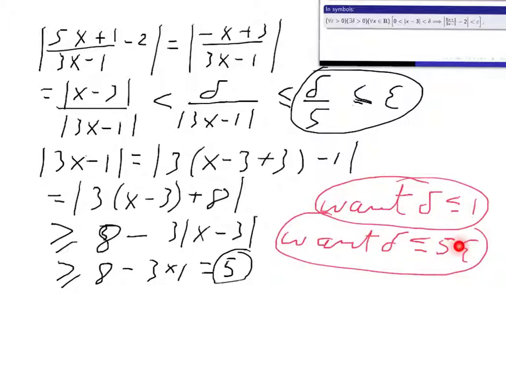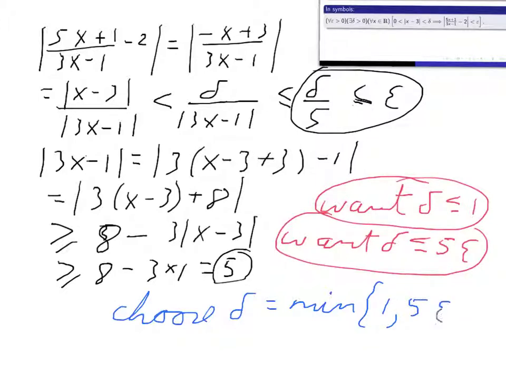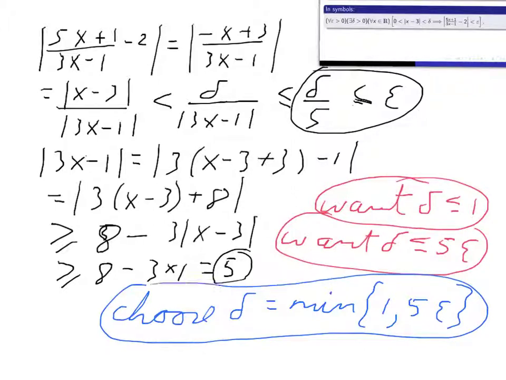And the simplest way I can think of achieving that is to just simply choose delta to be the minimum of those two numbers. Take it to be the minimum of the number 1 and 5 epsilon. Okay, so if I do that, I'll have a positive real number. It will satisfy this condition, and it will also satisfy this condition, and therefore I can make the argument work.